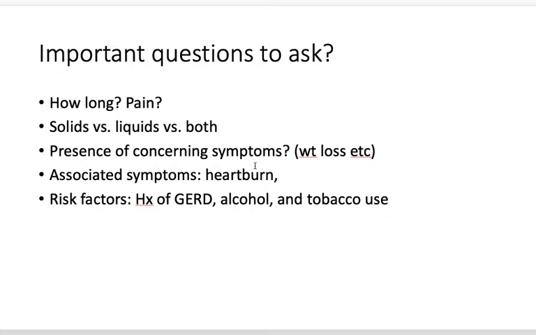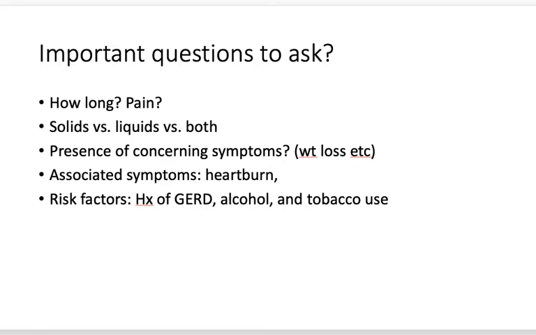Weight loss in particular might make you more think of something like esophageal cancer. Next, it's also important to ask about any associated symptoms like heartburn, which might make things such as esophageal strictures more likely. Lastly, it's a good idea to ask about risk factors, including a history of GERD, which once again might make something like strictures more likely. It's also important to ask about alcohol and tobacco use, which might make things like esophageal cancer more likely.